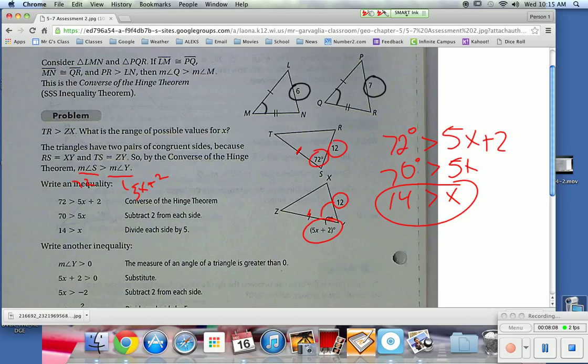Which one? This? How's that? I know. It's going to tip over.